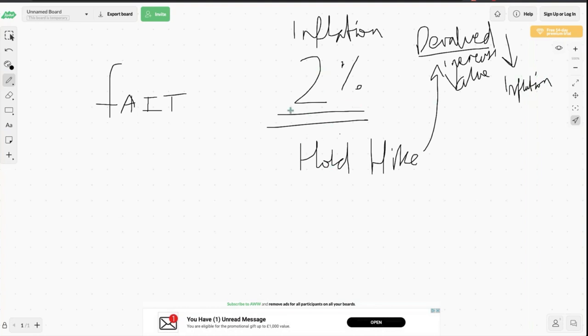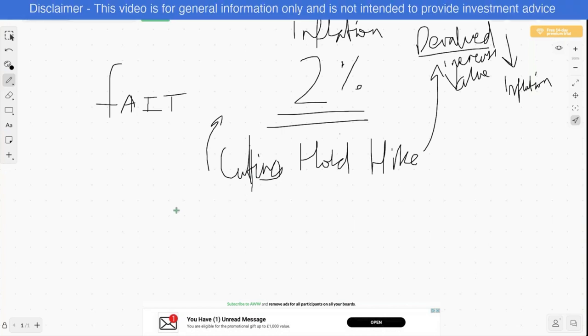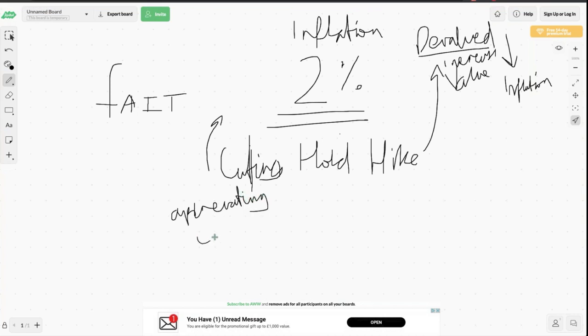As if it was below and cutting rates, so cutting rates, sorry for my handwriting. I'm writing on a trackpad at the moment, so my handwriting's not the best, but cutting rates would do what to inflation? It would boost inflation, because basically if it's below 2%, then the currency is appreciating, so it's getting expensive, and cutting rates devalues a currency, or should do, therefore it boosts inflation. So it does the absolute opposite, so inflation goes up. So this is expensive.